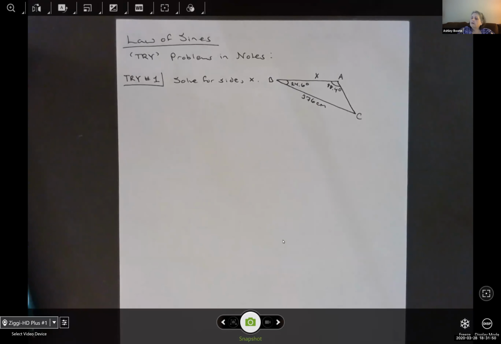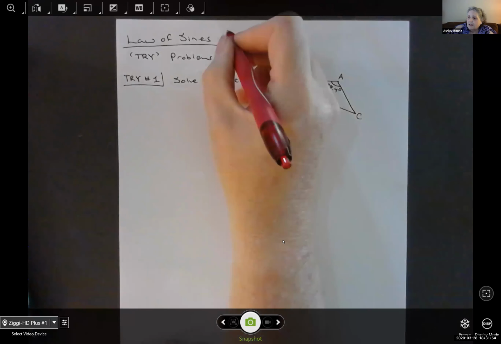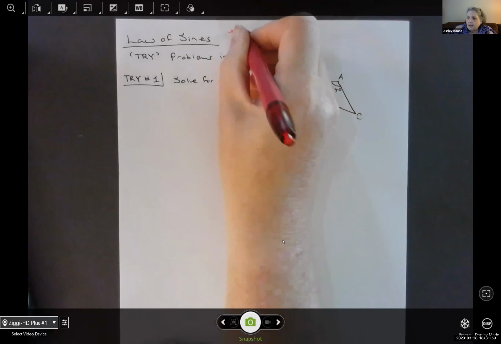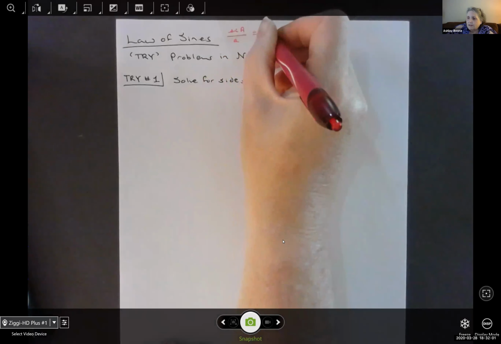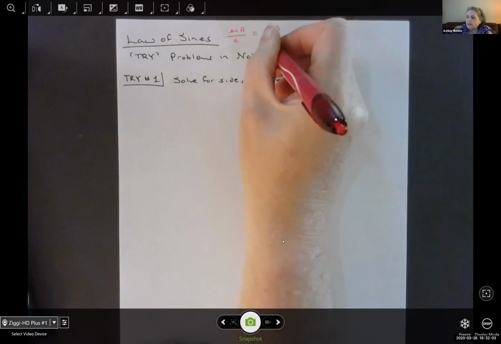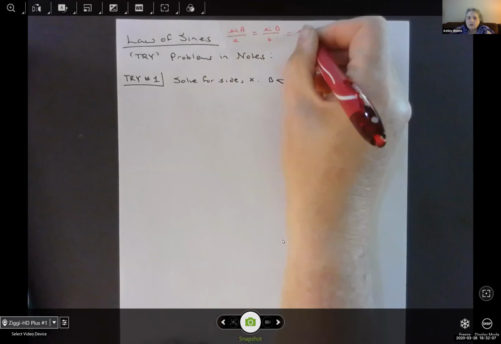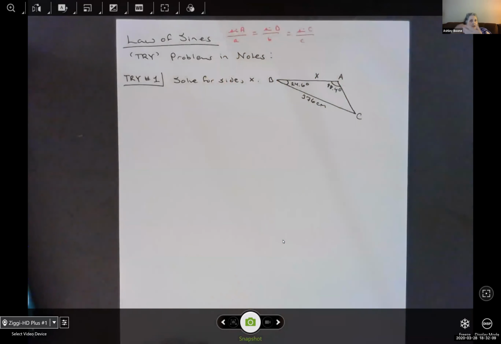Remember, the trick with the law of sines is you want to look at ratios. Sine of an angle to its opposite side is equal to the sine of another angle to its opposite side. And we have three angles and sides, so it can be any of those three angles with the opposite sides. And you can do the reciprocal, side to sine of the angle, as well.